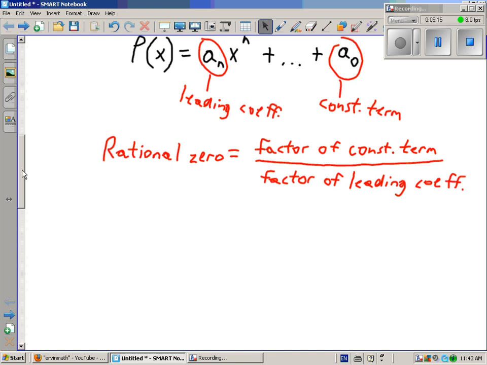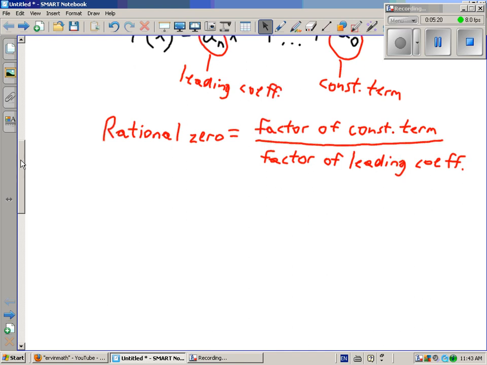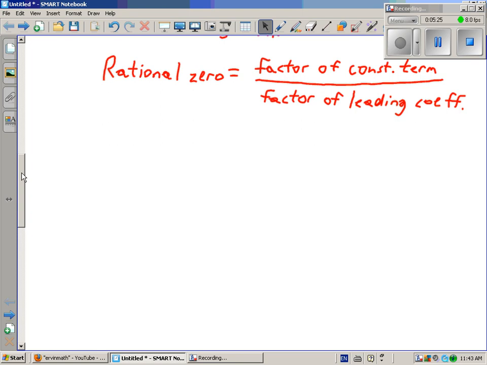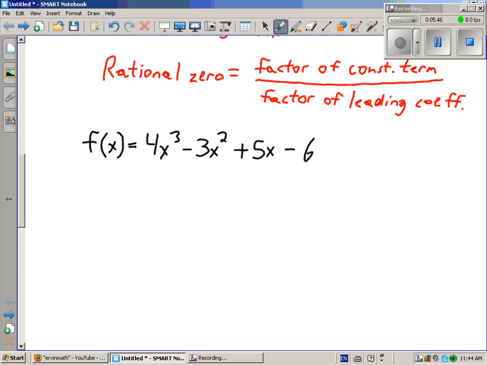So it's best to explain this in the context of an example. So I'm going to go ahead and pop one up. I'm going to leave this up at the top of the screen. And I'll just pick a polynomial. f of x is equal to 4x cubed minus 3x squared plus 5x minus 6. Okay. Our constant term is that negative 6 back there.